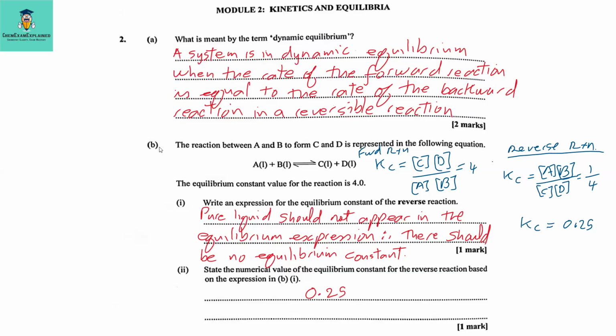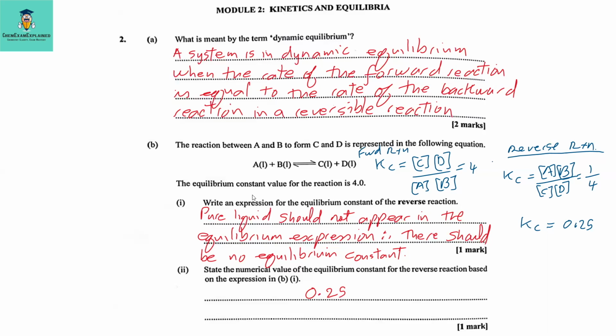2. Part B. The reaction between A and B to form C and D is represented in the following equation. Here we have the equation A plus B with the reversible reaction sign to produce C plus D. Now the first thing I'm seeing here is that our state symbols are all in the liquid state. Now that is an issue because we cannot write an equilibrium constant with liquids or solids. They must be in the gaseous or aqueous state. But let's see what the question is asking for.